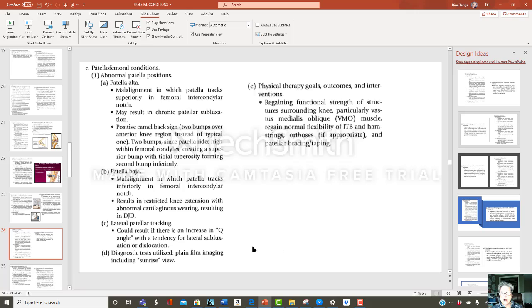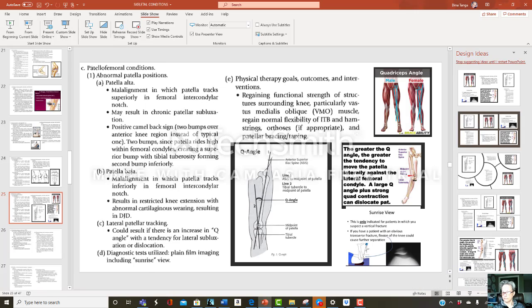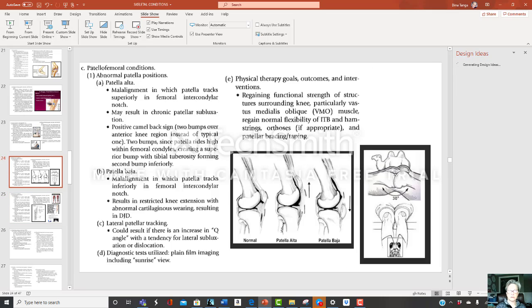Physical therapy goals, outcomes, and interventions: regaining functional strength of structures surrounding the knee, particularly the vastus medialis oblique muscle, VMO, regaining normal flexibility of ITB and hamstrings, orthosis if appropriate, and patellar bracing and taping. So let's go get some pictures. Okay, so I went and got some pictures.